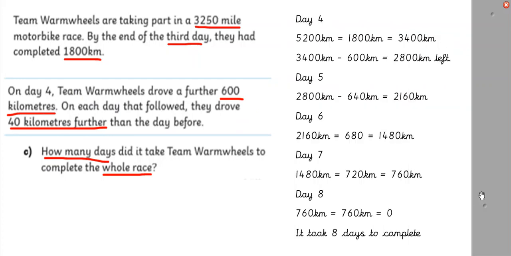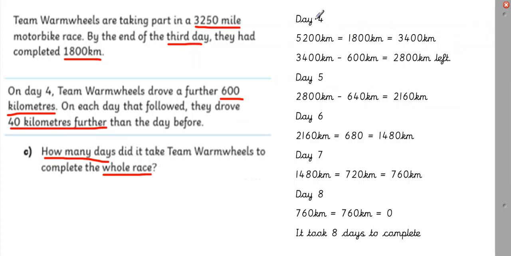Okay, let's have a look at the answers then. So on day 4, you've got 5,200 kilometres minus 1,800 kilometres is 3,400 kilometres. Okay, so that's how far they've driven by the end of day 3. So by the end of day 4, they've done 3,400 kilometres minus 600 kilometres, because they've driven another 600 kilometres, which is 2,800 kilometres left. So I've counted down from my total.